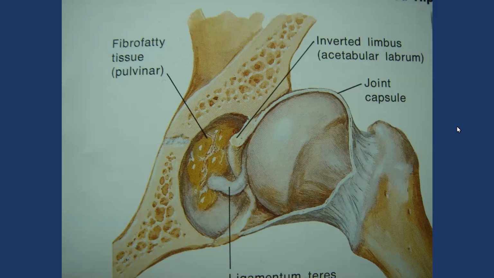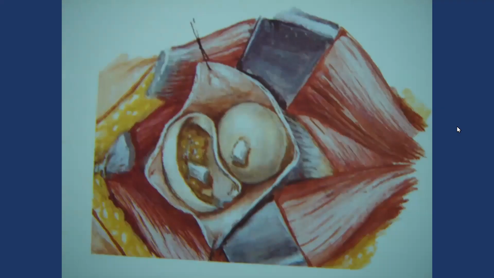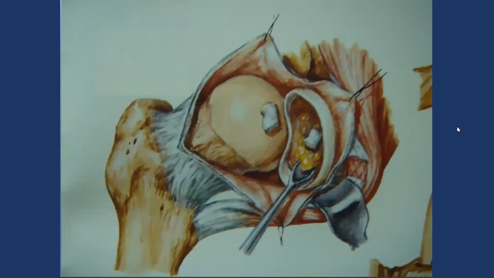The joint capsule is released. The inverted limbus is incised with several vertical strands so as to relax it. And the transverse ligament at the inferior aspect of the acetabulum is released. This shows you the result after removing all. Look at it here. Look at the labrum, it's free.